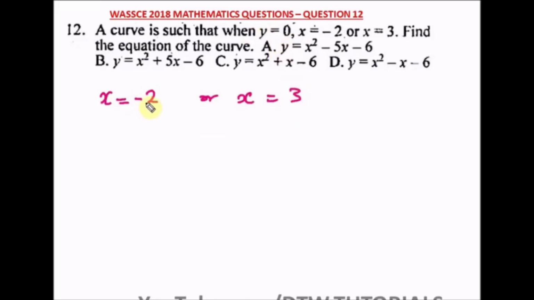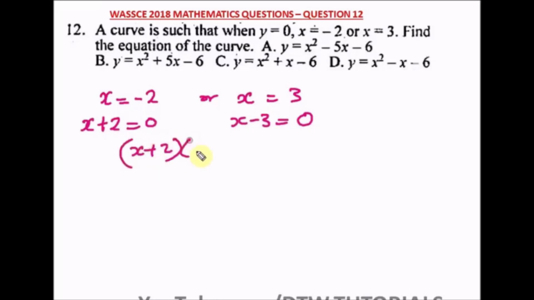Okay, and y is what? 0. So taking minus 2 to this side, we have what? X minus 2 to this side will turn to a positive 2 equal to what? 0, and what? X, bringing 3 to this side, we are going to have a negative 3 equal to what? 0. So all we need to do, since x plus 2 is equal to 0 and x minus 3 is equal to 0, we then have x plus 2 bracket x minus 3 all being equal to what? 0. Okay, so all we need to do is open up this bracket.